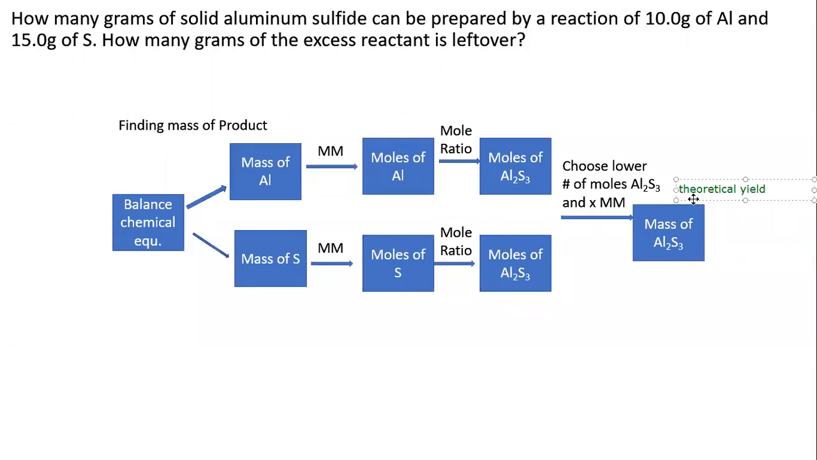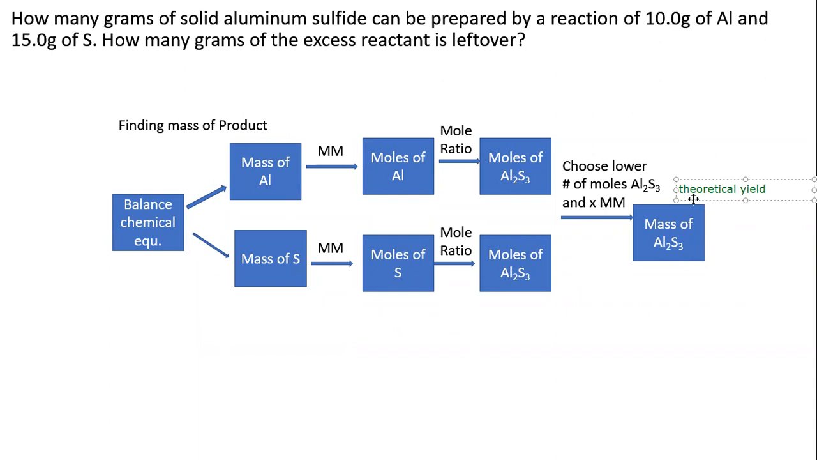So again, we're going to have a balanced equation. We're going to convert the mass of each reactant into moles using the molar mass. Once we have the moles of each reactant, we're going to convert them to the moles of product, in this case aluminum sulfide, using the mole ratio.